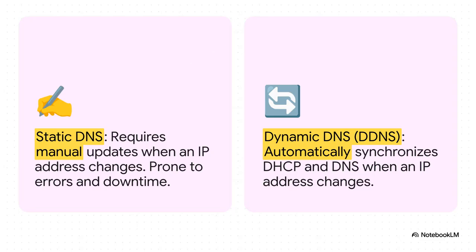And this really shows you the difference. The old way with static DNS meant that every time an IP changed, some poor network admin had to go in and manually update the A record. As you can guess, this was slow, it was a pain, and it was super prone to human error, which meant downtime. Dynamic DNS, or DDNS, automates this whole thing. Now, when the DHCP server hands out a new IP, it automatically tells the DNS server, hey, update your records. Everything stays perfectly in sync, no humans required.